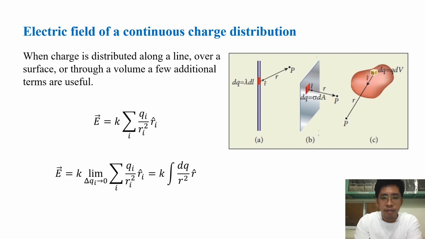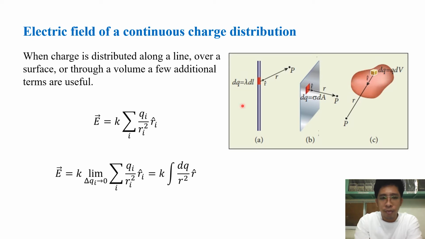Now, when a charge is distributed along a line, over a surface, or through a volume, a few additional terms are useful. Since it's not always the case that you have point charges, it's not always the case that we look for the electric field of point charges. So you also have your line charge, like for example this one here. This is a line which is maybe positively charged or negatively charged. And then you have a sheet or a surface, and you may also have some volume charge.